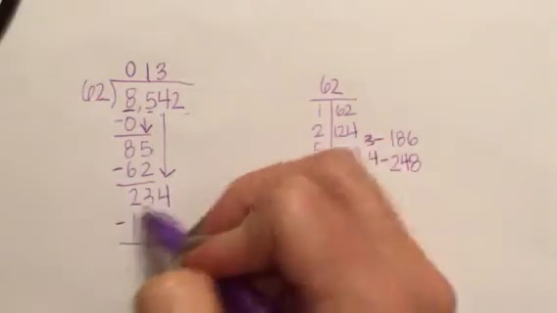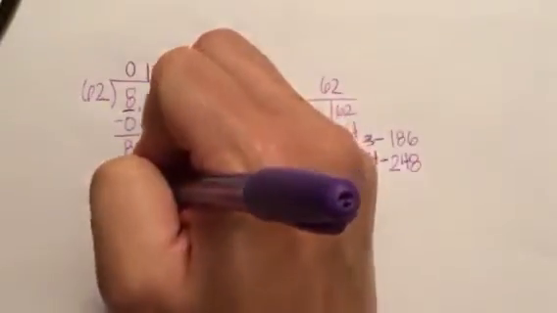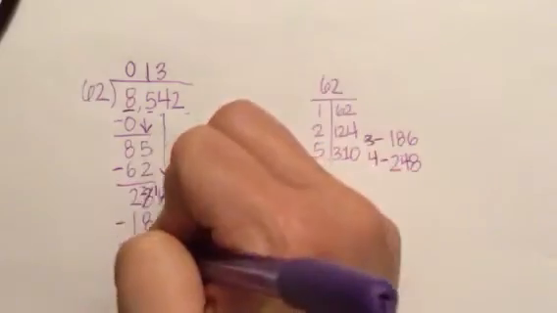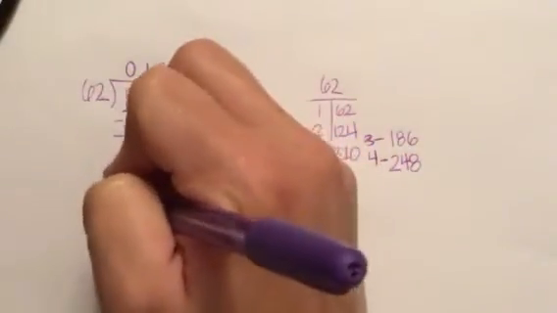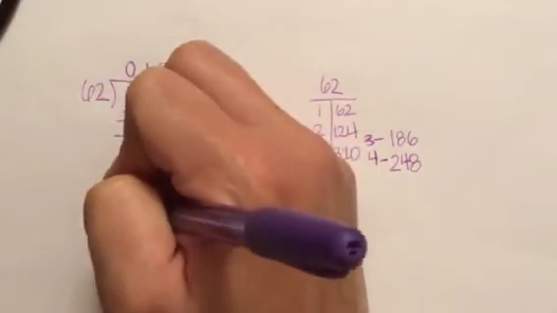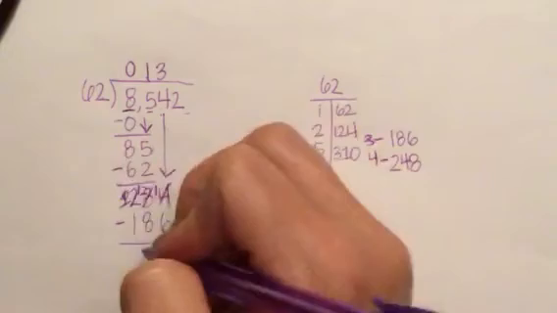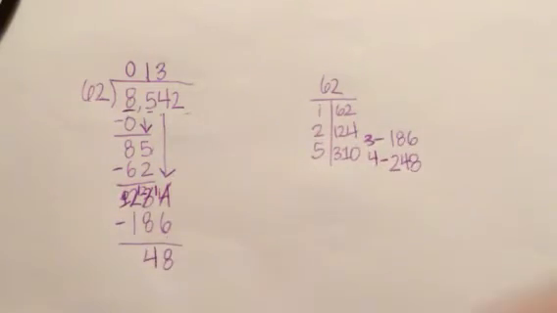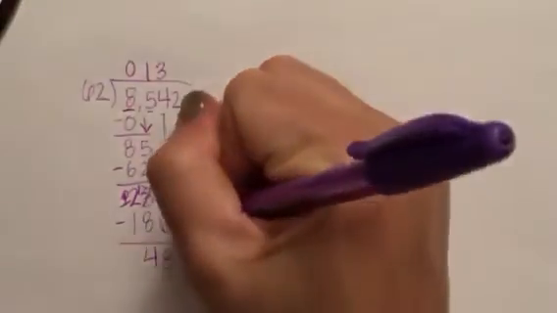And again, you cannot subtract 4 minus 6, so you must borrow. And you get 14 minus 6, which is 8. Again, 2 minus 8 cannot be done. You must borrow. Excuse me, that's a 1. 12 minus 8 is 4. 48. Smaller than 62. So I bring down the 2.